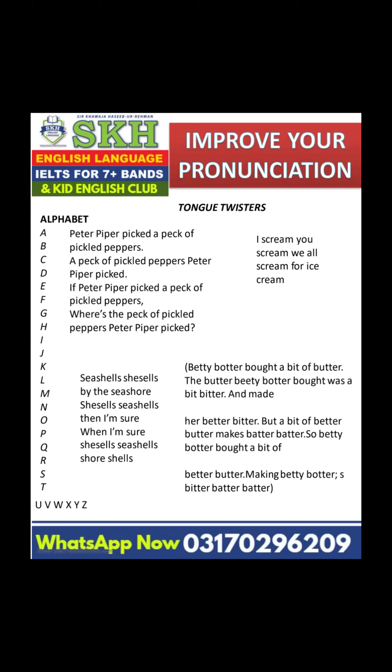Betty Butter bought a bit of butter. The butter Betty Butter bought was a bit bitter and made her batter bitter, but a bit of better butter makes better batter. So Betty Butter bought a bit of better butter, making Betty Butter's bitter batter better.